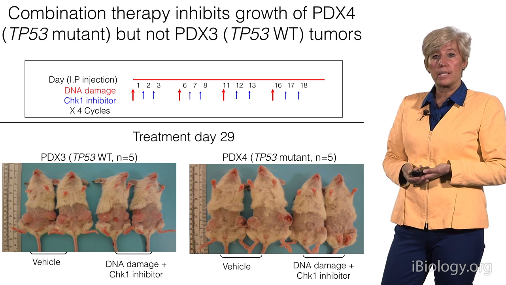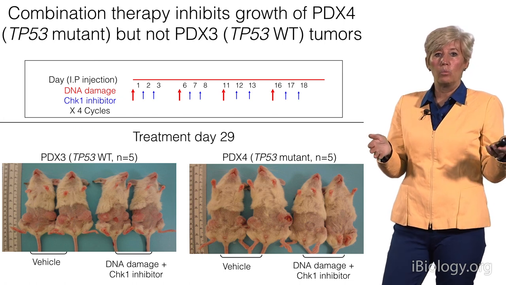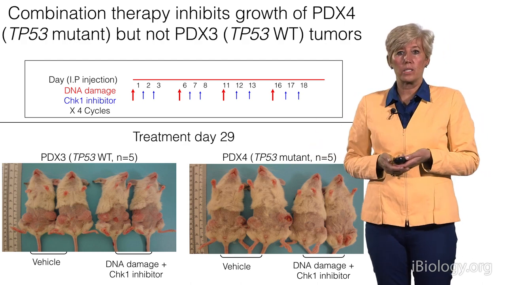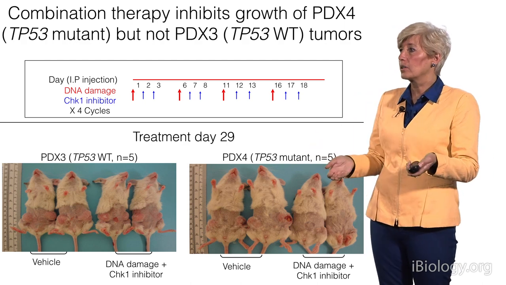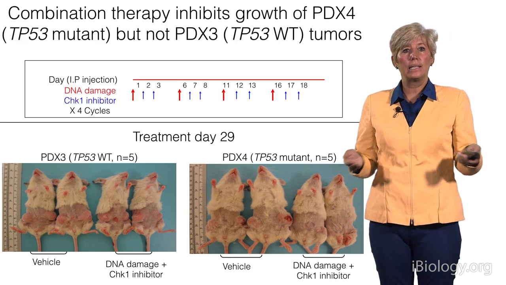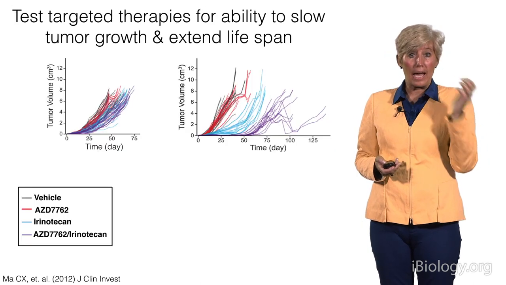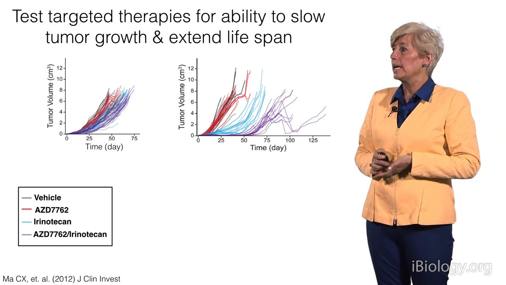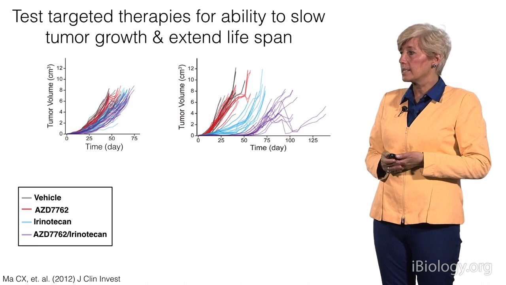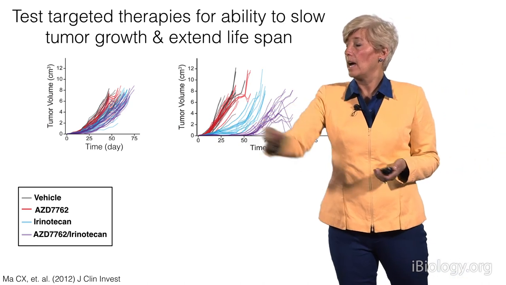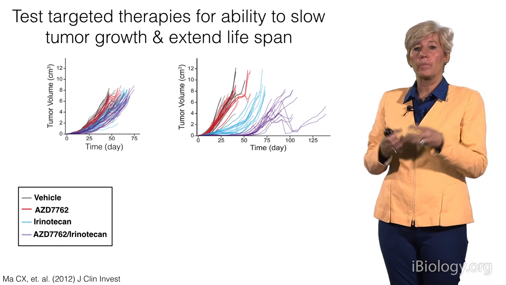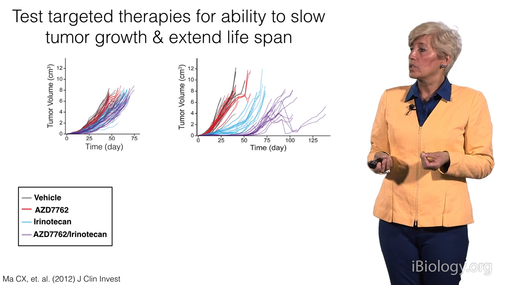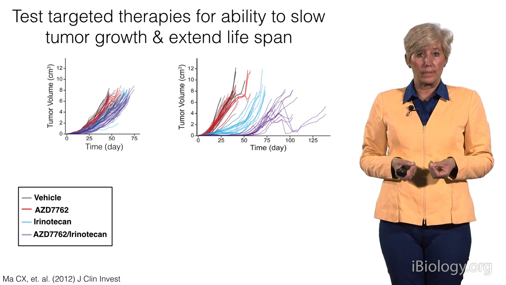And then we're able to say, okay, let's treat one cohort with the vehicle. So this is what we dissolve our drugs in. Let's treat another cohort of mice with the DNA damaging agent, another cohort of mice with the CHK1 inhibitor, and then let's do the combination. And let's actually look to see how these tumors respond. So here's one example. We have tumors in the mice, and if you look over here, you can see that the tumor volume is growing at the same rate, no matter how we treat the mice. So that was the P53 wild-type tumor.